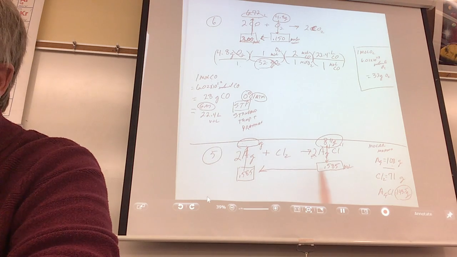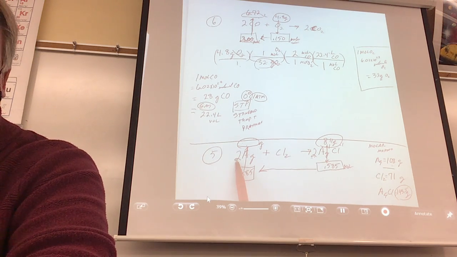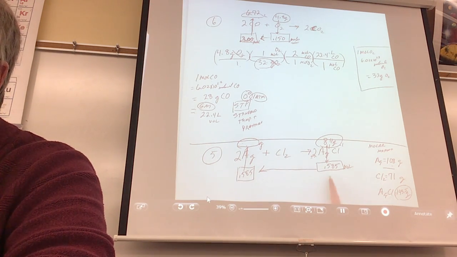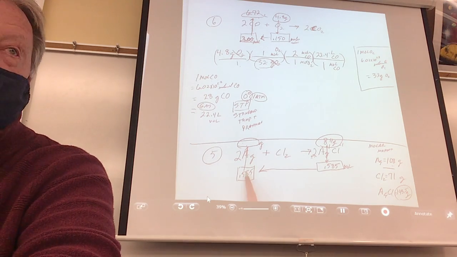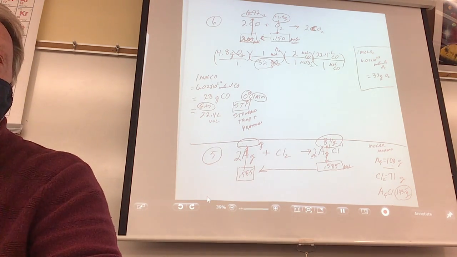Here's what the equation says. For every 2 of those, you'll end up with 2 of those. What if you start with 20 of those? You'll get 20 of those. What if you start with 4 of those? 4 of those. What if you start with 0.585 of these? See that ratio? The ratio has to be maintained.